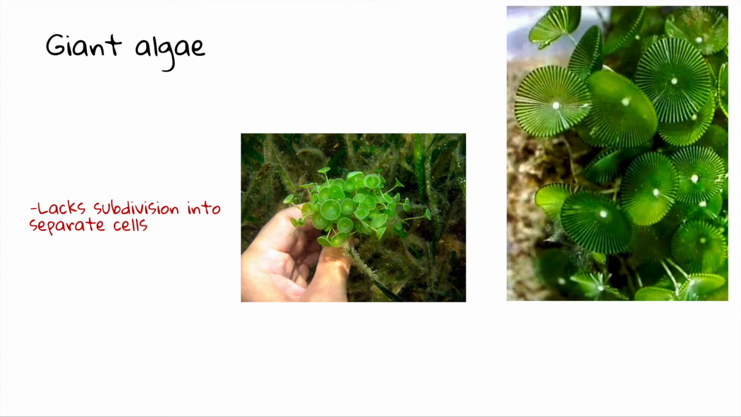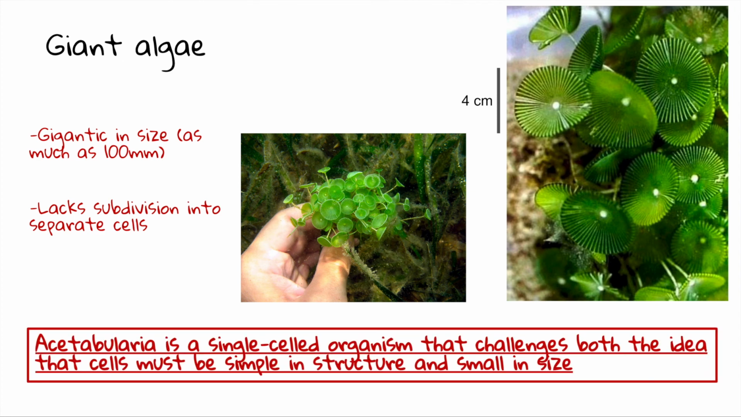Next, we have the giant algae. It is very large in size. It grows as much as 100 millimeters, 10 centimeters in other words, and it lacks subdivision into separate cells. It has a very complex structure for a cell that fits in with the cell theory. So it challenges both the idea that cells must be simple in structure and small in size.